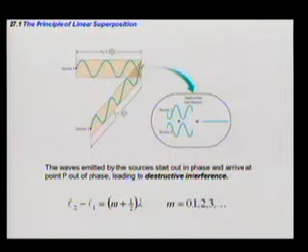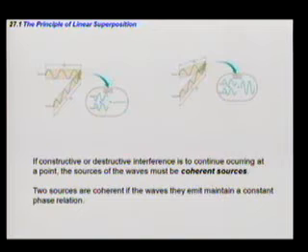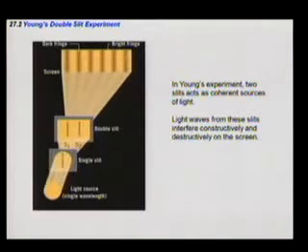Here's the next good picture of what all this actually means. If constructive interference is to continue occurring at a point, the sources of light must be coherent. In other words, it must be like lasers. Coherent light maintains a constant phase relation. But anyway, let's take a look. This is big. This is good old Young's double slit experiment.